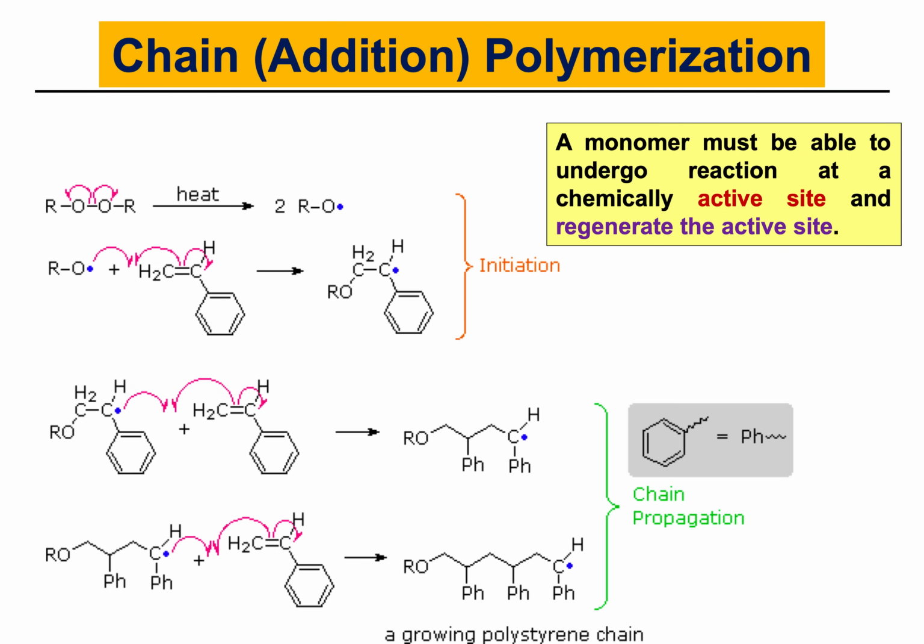We discussed in the previous video chain polymerization, or addition polymerization, and we said that monomers have to be able to undergo reaction at chemically active sites, and also the added monomer has to create an active site for the following monomer to be added.